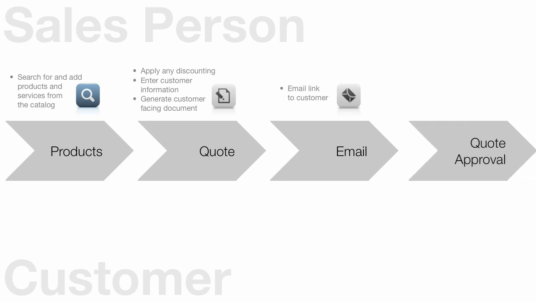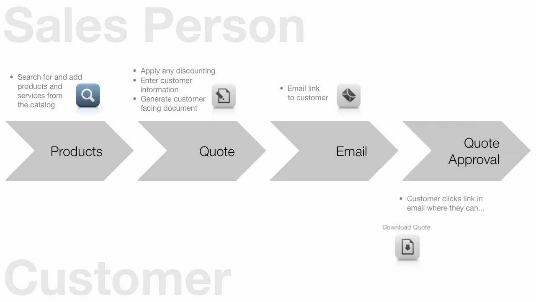We'll first add products and services from the catalog to build the quote. This will include any configurations necessary to build the quote. Next, we'll apply any discounting, enter the customer information, and generate the customer-facing document. At this point, we will create a personalized email to the customer that contains a link for them to view the generated quote. The link will direct the customer to Websource CPQ with no login required.